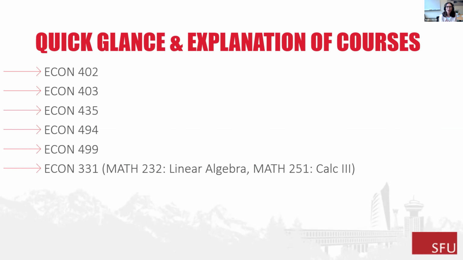I'm going to quickly say what courses they are, and then perhaps Fernando can speak more about what you would learn in each of these classes. So Econ 402s are advanced micro, Econ 403 are advanced macro, 435 is our econometrics, Econ 494 and 499 are the thesis project, and Econ 333 is a 5-unit econ math course that you would take if you had not taken Math 233, 232, and 251. So that's just a quick description of them. Perhaps Fernando, if you wanted to speak to what would be taught in each of these classes, or what the highlights are?